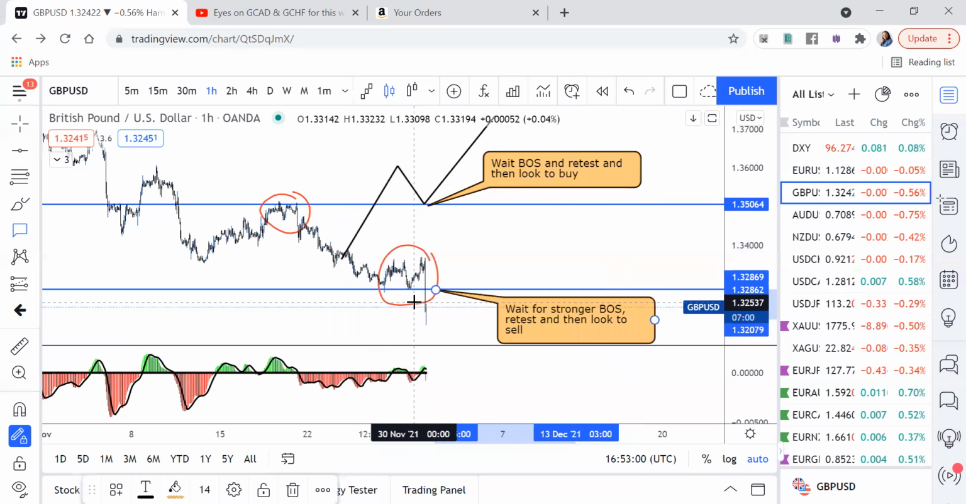Should you not get that breakout we're looking for, the ideal one, and price comes back into this zone, then whatever it does from there, it has to confirm one of two things. It either has to confirm a break of structure and retest for the buy, or a break of structure and retest for the sell. Either way, I could catch an opportunity with GBPUSD.